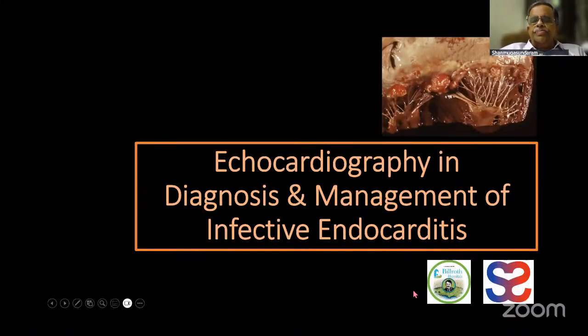Good evening, dear friends. The advantage of echocardiography in dealing with any illness is that it tells you about the altered structure and the altered physiology. It identifies the etiology and tells you about the severity of the problem. It also tells you about the prognosis, guides you to manage the patient, and helps you to follow up the patient with the disease. Infective endocarditis is not an exception. Echocardiography does everything in infective endocarditis.